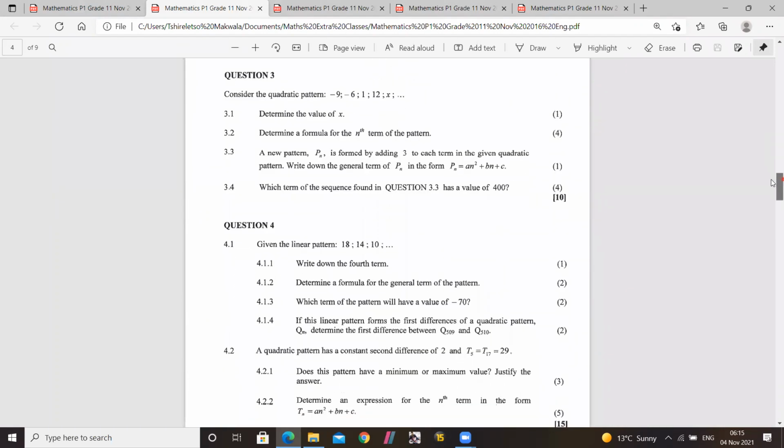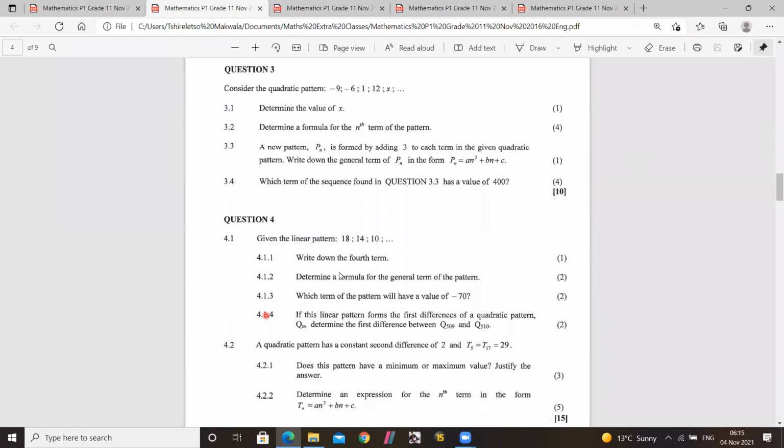So question 4, they asked you a linear. Do you see linear? They say write down the fourth term. Obviously here the common difference is negative 4, so the fourth term here will be 6. Determine the general term of the pattern. The common difference here is negative 4.